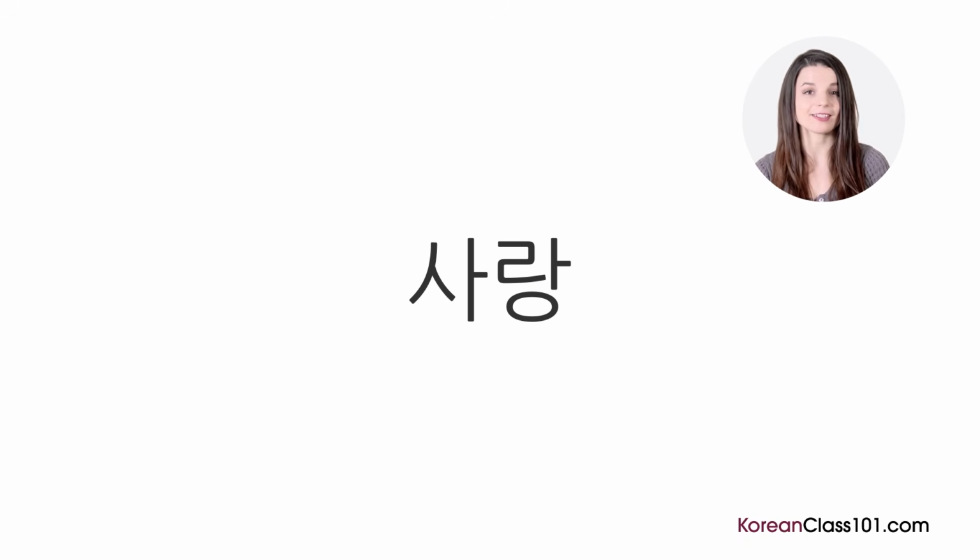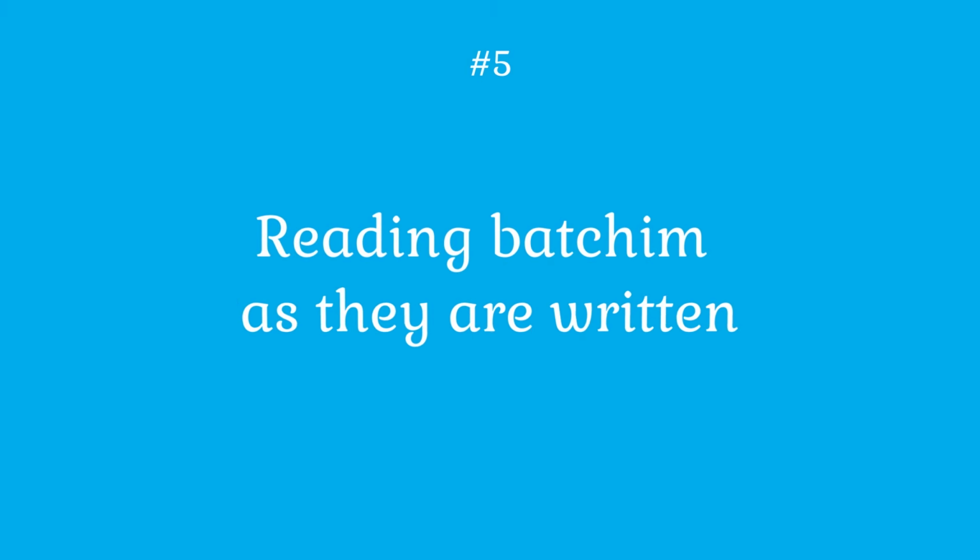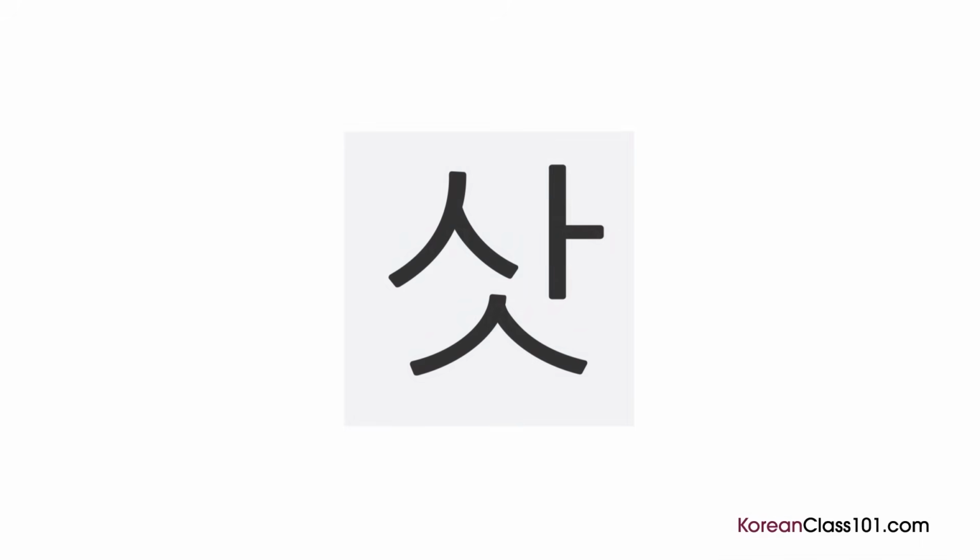We'll learn more about this in Lesson 6, so don't worry about it too much. Number 5. Reading 받침 as they are written. When reading blocks of Korean letters, you'll often find one written at the bottom of a block, like this one. This position is called 받침, and letters in this position sometimes follow different pronunciation rules.